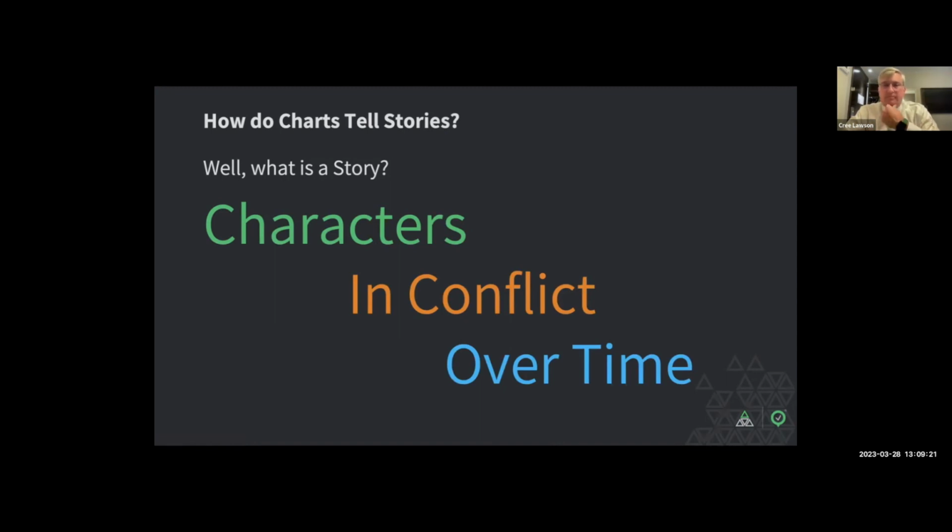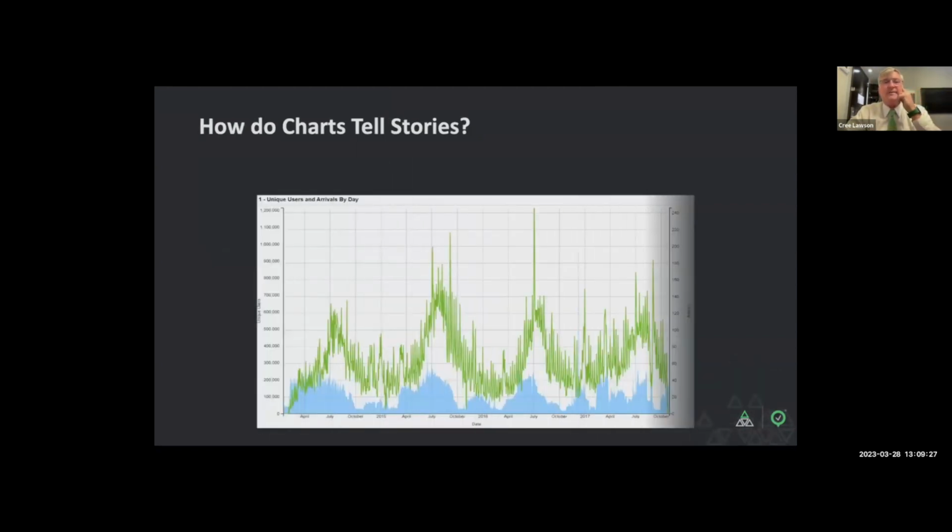So how would we chart characters in conflict over time? Well, let's start with one of our first charts at Arrivalist. Now, I'm not going to tell you this is a great chart. In fact, when we first launched Daily Travel Index, I showed a chart like this to my 9-year-old son, and he said, "Dad," I said, "what do you think?" I was so proud. He said, "Dad, it looks like a bunch of scribble scrabble."